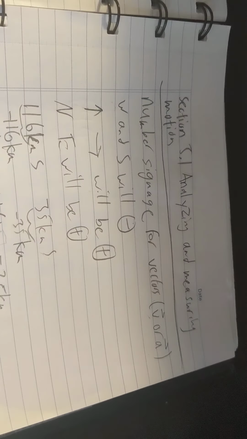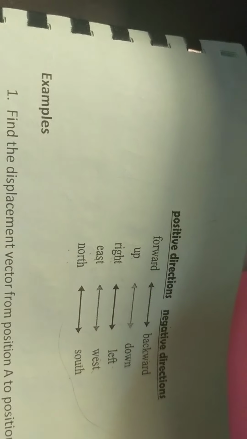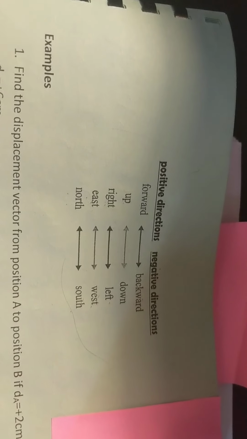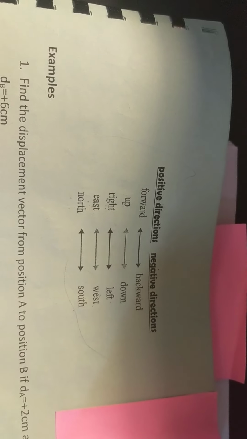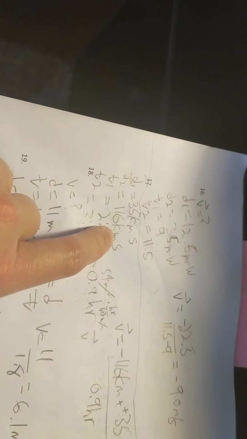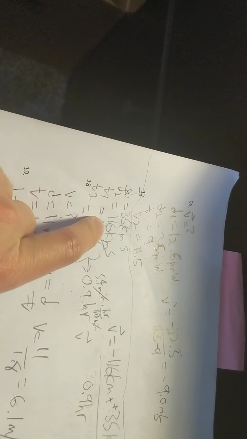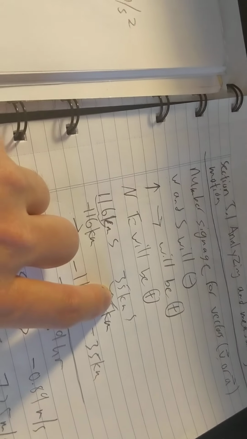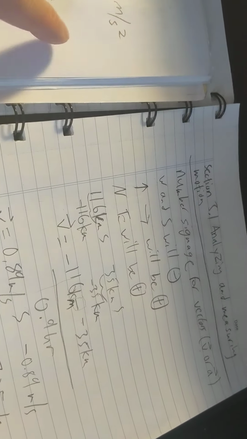So when it comes to number signs for vectors, we have to go back to what we did early on in the unit, and that's this chart here. This chart tells me that when it's forward, up, right, east, and north, that's when it's positive. When it's backwards, down, left, west, and south, then it's negative. If you reread that question, it was telling me that it was 35 kilometers south and 116 kilometers south. So that means that I turned my 116 into negative 116 because it's going in the negative direction. And I turned my 35 kilometers to negative 35 because it's going in the negative direction.